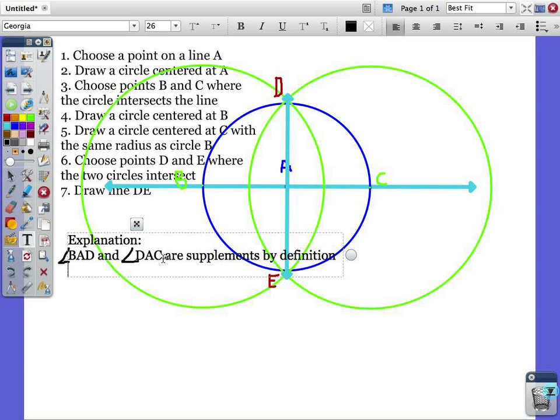What can you tell me about segment BA and segment AC? BA is congruent to AC. Why? Because they are radii of the same circle. Right, by definition of radius. They're both radii of the same circle, so they are congruent to each other. All right, what else can we say?